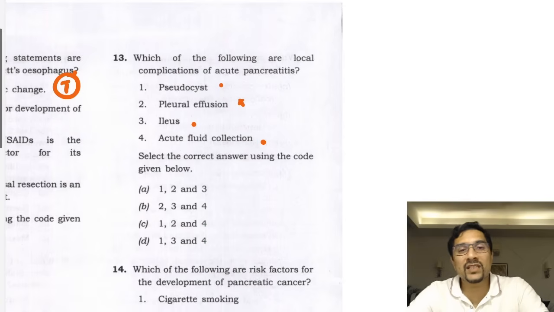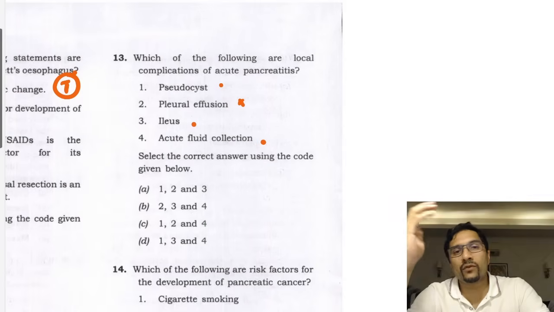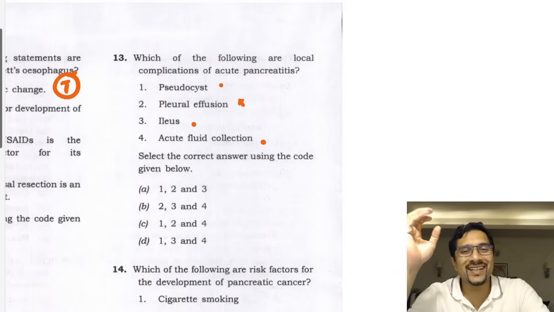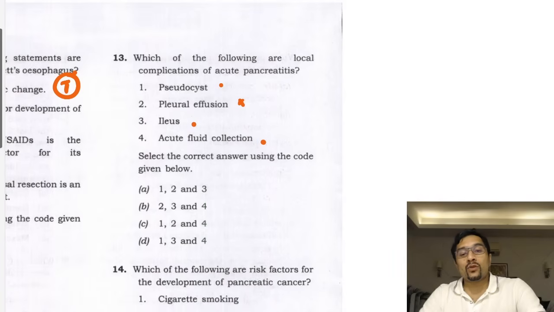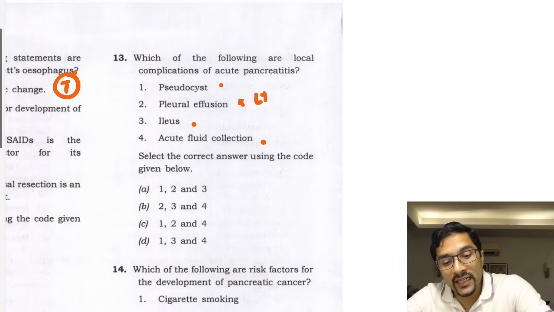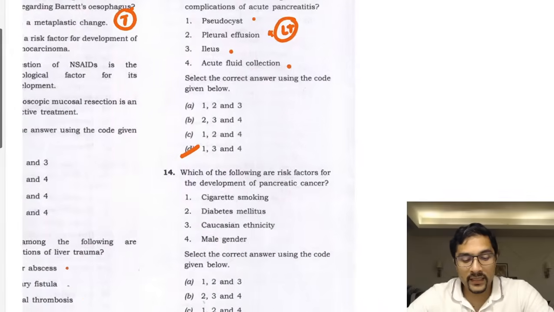Acute fluid collection, which is also mentioned in the Atlanta guidelines, is less than 4 weeks, the wall is not fully defined, and that can also be a local complication of pancreatitis. You need to drain it outside. But pleural effusion, and that too on which side? It is usually left-sided pleural effusion. This is not considered a local complication. So 1, 3, 4 will be the correct answer here.